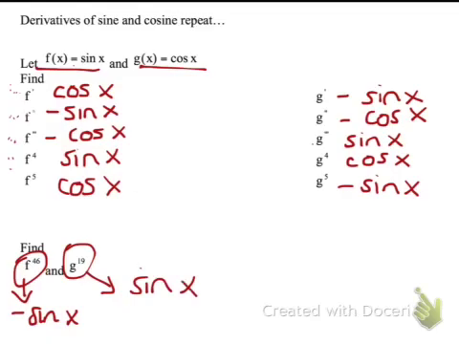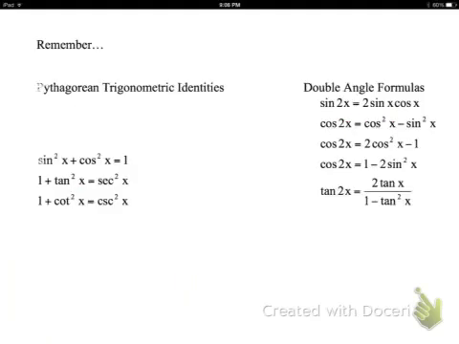Okay, so you could find any high derivative of sine or cosine just by using the repeating pattern. Okay, this is just thrown in here. Your Pythagorean trig identities, which we all know the first one easily. The other two come from that.